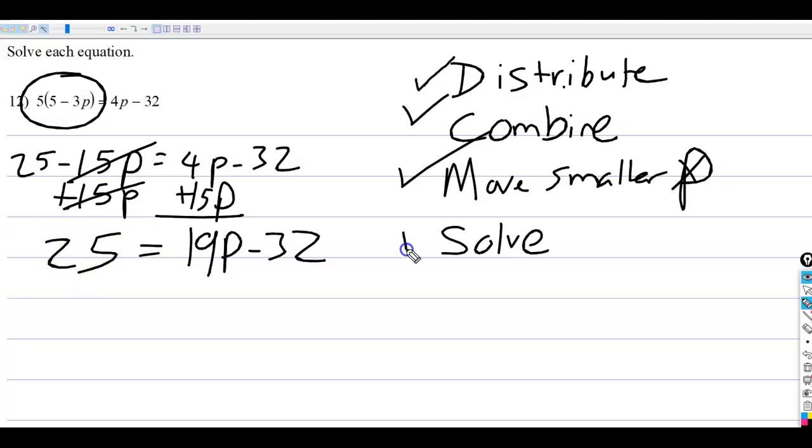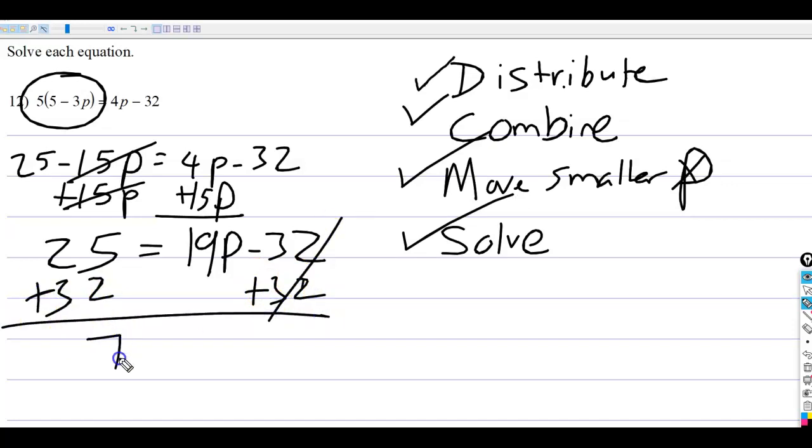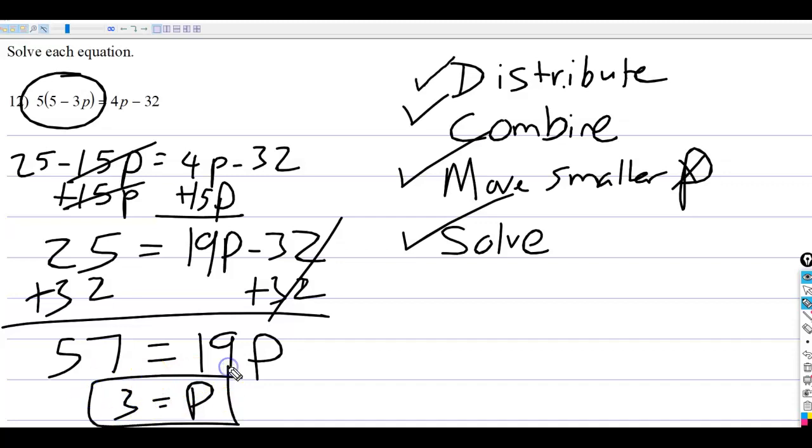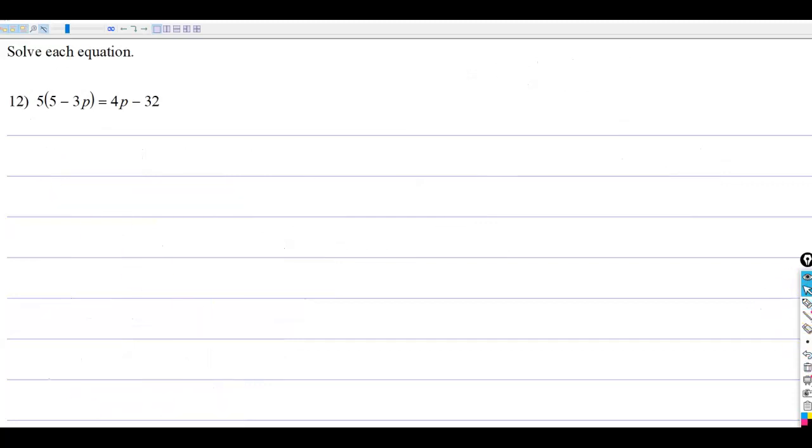And from there, we should be ready just to solve it like we would normally solve it. Add 32 on both sides. And I'm feeling like it's probably going to be p equals 3. Right.